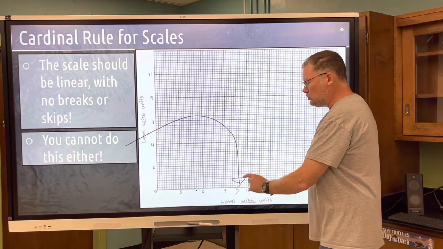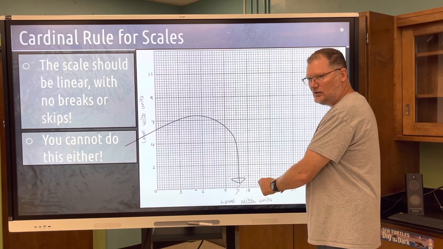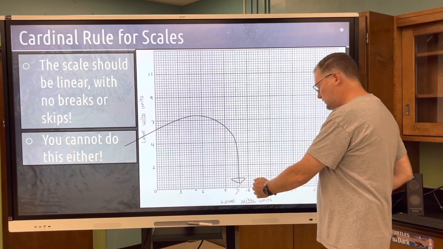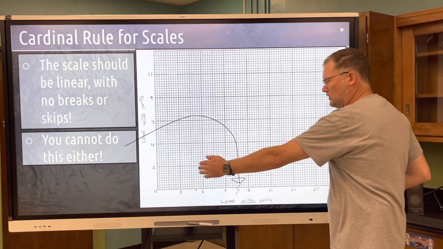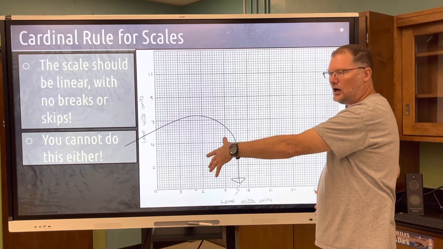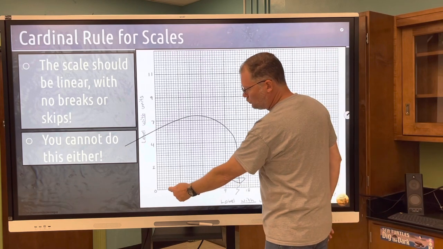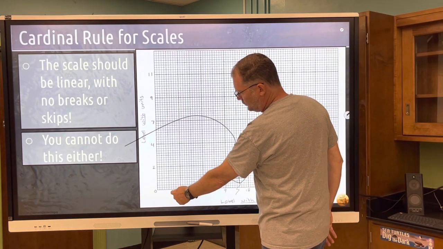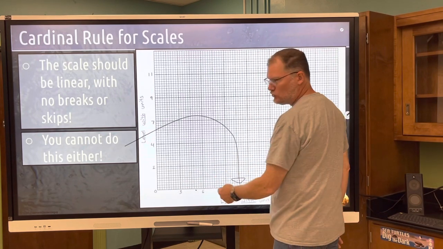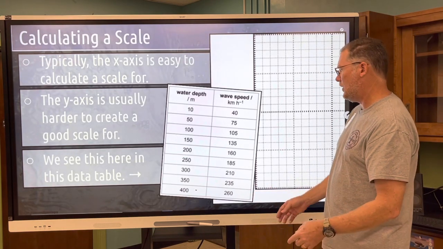Just because your data jumps from 9 to 18 and you want to save space, you just have to make your scale smaller. You know what I mean? Still spread out. So this would be 3, or something like that, or this would be 6, and just spread it out a bit more. We'll talk more about that later.